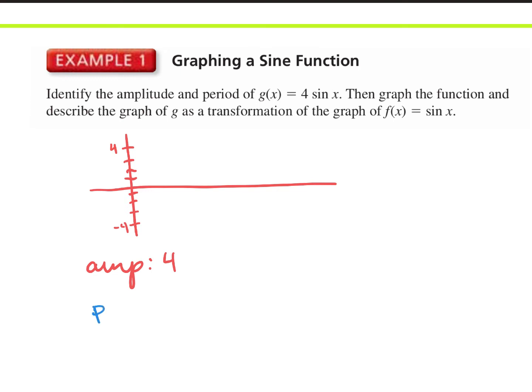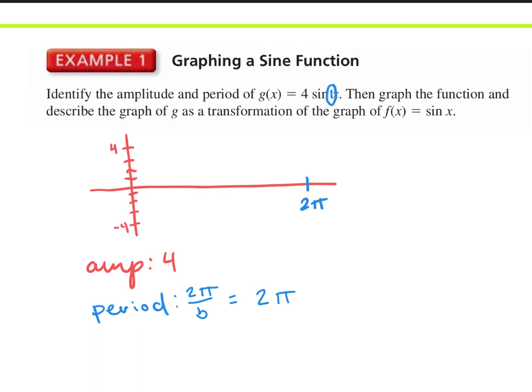Next, we want to find our period. So period is 2 pi divided by b. And b is the number that's being multiplied to x. Do we have a number that's being multiplied to x there? Just 1. So our period would be 2 pi. So our graph is going to go from 0 to 2 pi.